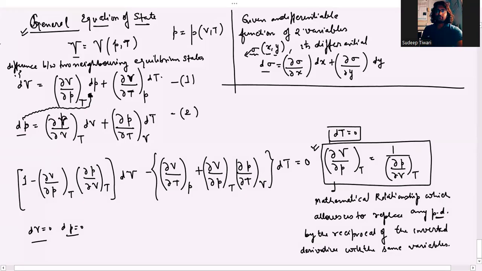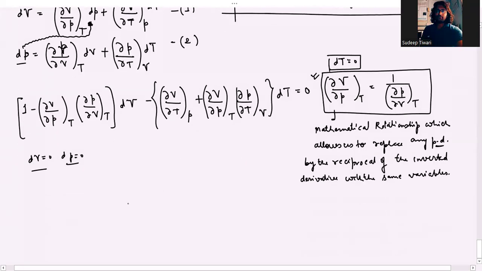Keeping the other one constant. So keeping temperature constant, from here what I can get, if dT is equal to 0, I'll get del V upon del P at a constant temperature is equal to 1 upon del P upon del V at a constant temperature. So this is reduction number 3.